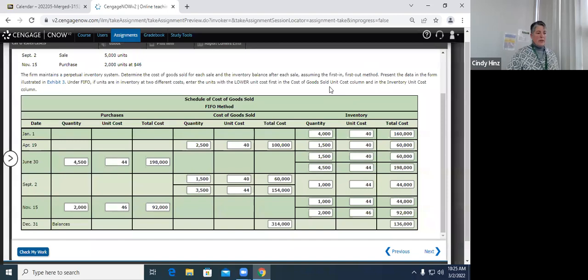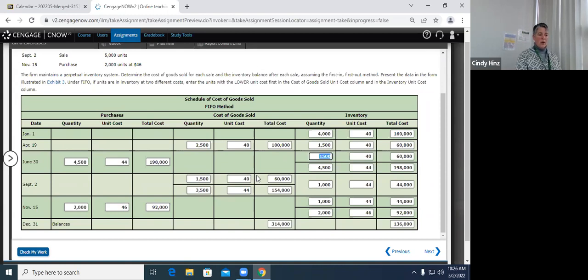So looking at our completed inventory record here, we started with 4,000 units at $40, and then we sold 2,500 of those. So we were left with 1,500 at $40. We then made a purchase of 4,500 units at the higher $44 price. And so now we have 2 layers. We have the older $40 ones, and we have the newer $44 ones. On September 2nd, we had another sale of 5,000 units. And because this is FIFO, first in, first out, we are going to sell the oldest ones first, and that would be these, the $40 ones.